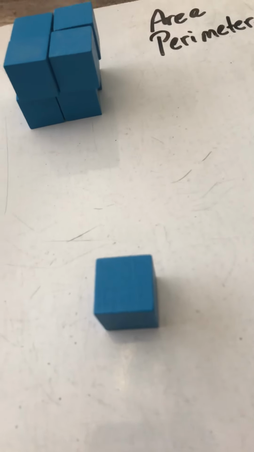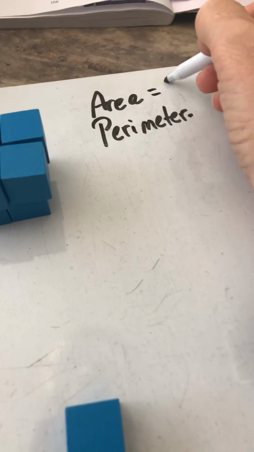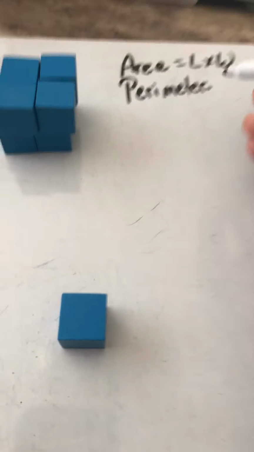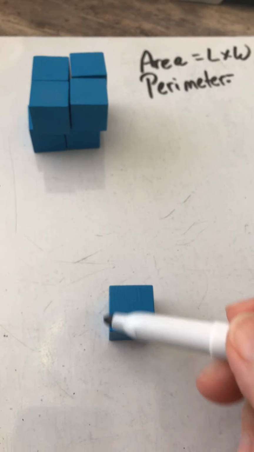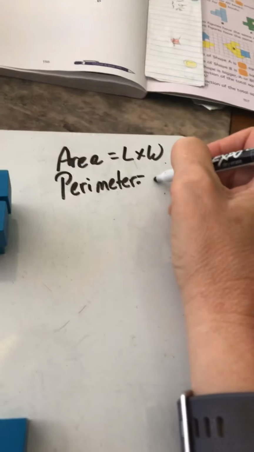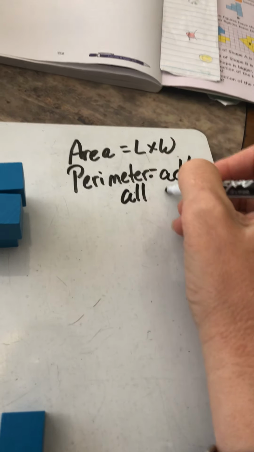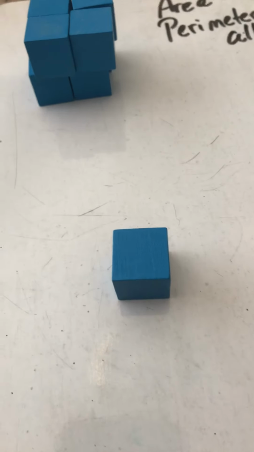Remember, area is the surface or all the area that is covered by something, okay? Area equals length times width. The length times the width of something, okay? The perimeter was add all sides, okay? If you're going to do a garden and you want to put a fence up, you're going to use that.